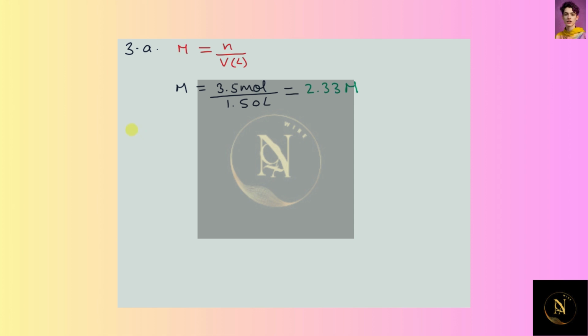Now let's move towards the B part of the question. Here we need to calculate the concentration of the NaNO3 similarly. Let's put the value. Here the molarity is equal to the number of moles, which is 0.44 mole, divided by the solution volume, which is 0.855 liter. By calculating it, we'll get the concentration of the NaNO3, which is 0.52 molar.